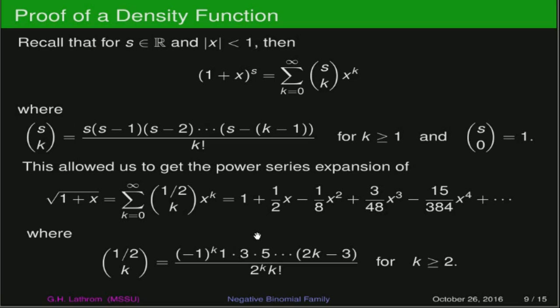This 1/2 choose k is going to be minus 1 to the k, and then 1 times 3 times 5 times 7 all the way up to 2k minus 3, all of that divided by 2 to the kth power over k factorial. Now, it may have been a while since you've gone back and looked at your binomial expansions, but it's probably not a bad thing to go back and review. So if you want to stop the video, go back and review those, I'd say that's a pretty good idea.